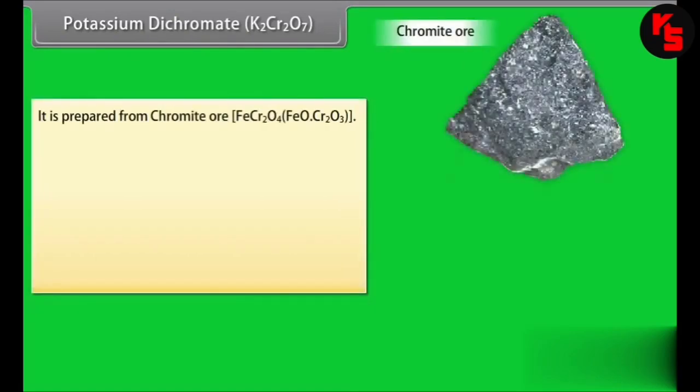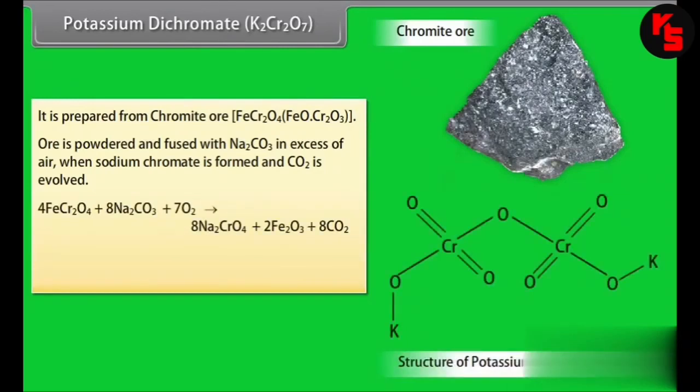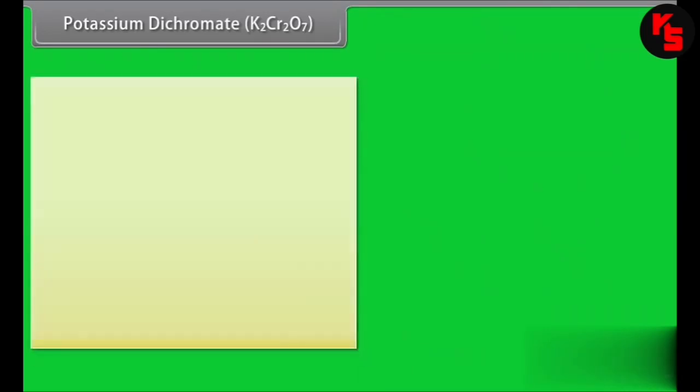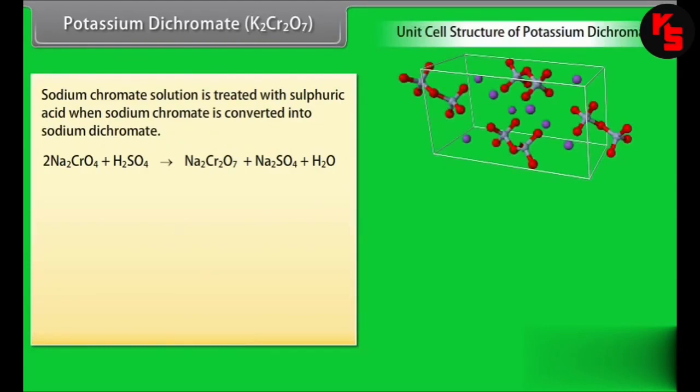Potassium dichromate, K2Cr2O7. It is prepared from chromite ore. The ore is powdered and fused with Na2CO3 in excess of air when sodium chromate is formed and CO2 is evolved. The fused mass is then extracted with water when sodium chromate, being soluble in water, passes into solution and Fe2O3 is left behind. Sodium chromate solution is treated with sulfuric acid when sodium chromate is converted into sodium dichromate.